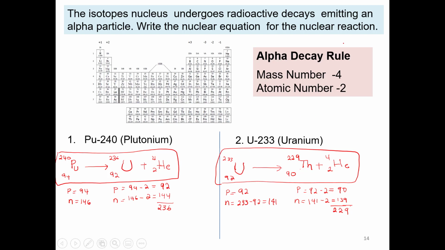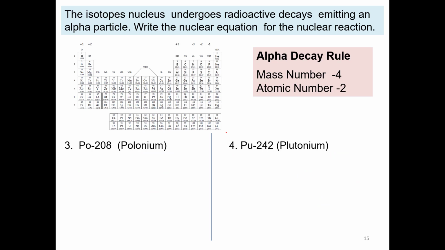And let's try to apply this rule to get the nuclear equation for other isotopes that decay emitting an alpha particle. If you want to write all the procedure, it is okay, but if you just want to use the rule, that is also okay. Then let's apply the rule to write the nuclear equation for this particular isotope of polonium.